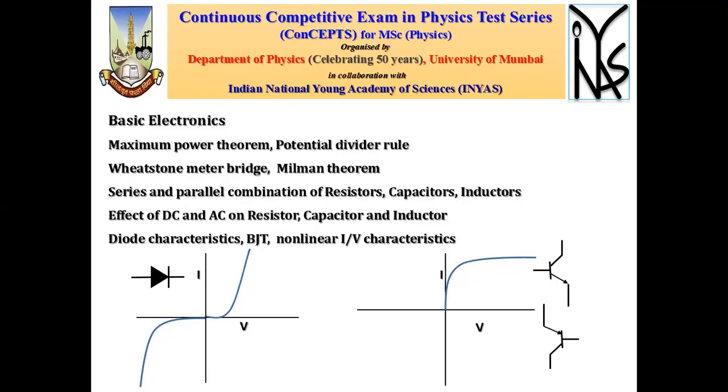So each configuration will have different relations for voltage and current, or the gain values. But normally the common emitter connection is used. NPN transistor is mostly preferred. And the main thing that you have to remember is that the emitter-base connection is always forward. Emitter-base diode is forward biased.